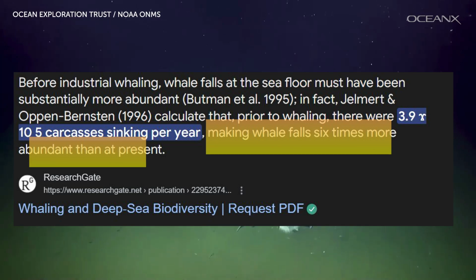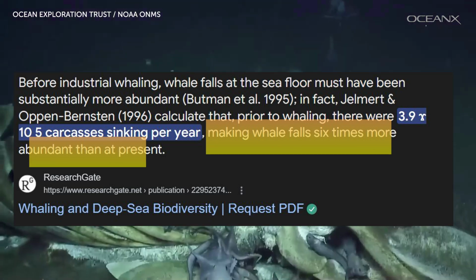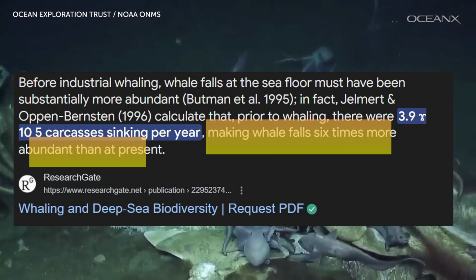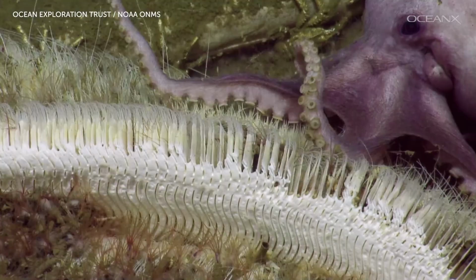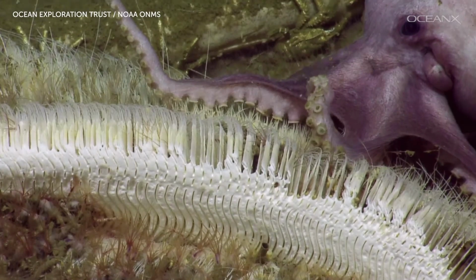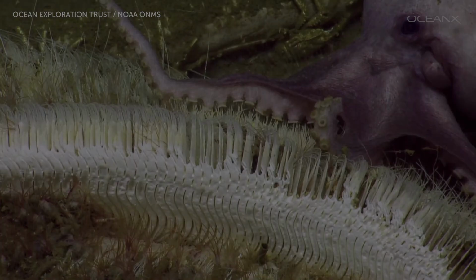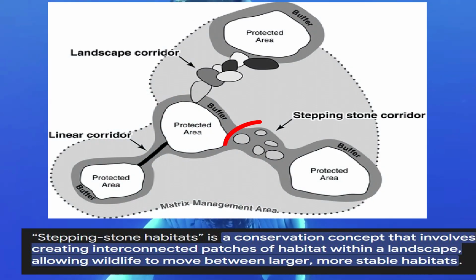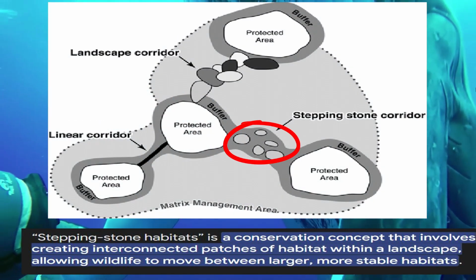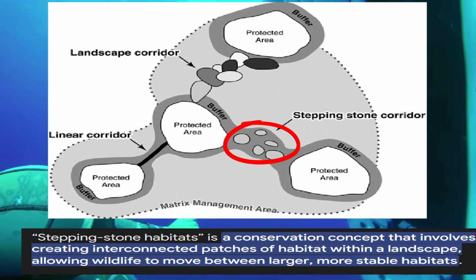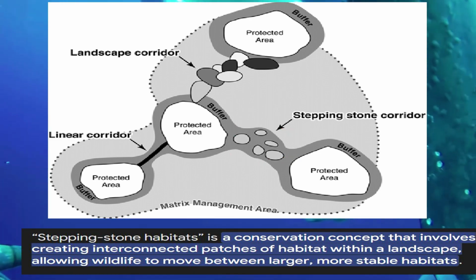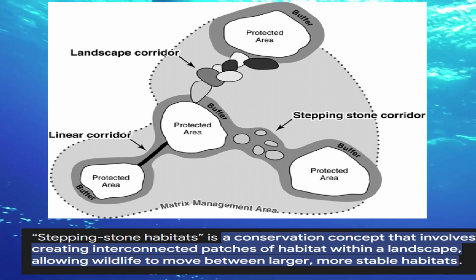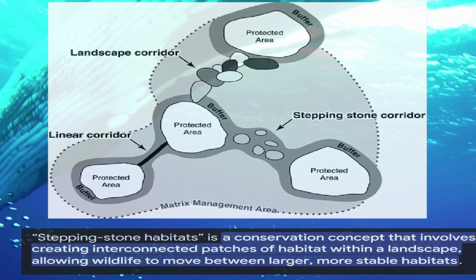Thus, the evolution and survival of whale fall specialists and the use of whale skeletons as stepping stones by vent and seep species would have occurred much more readily prior to the Industrial Revolution. Whale falls have long been considered as stepping stones for vent and seep taxa. However, it should be noted that current research does not confirm that whale falls necessarily play a role as stepping stone habitats between hydrothermal vents.